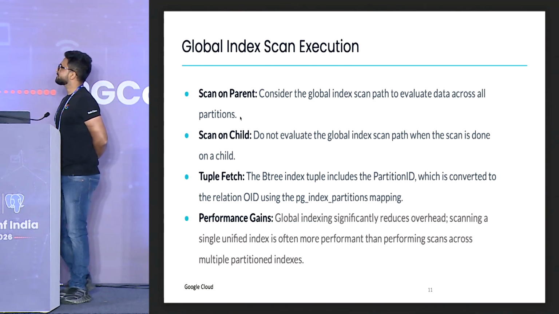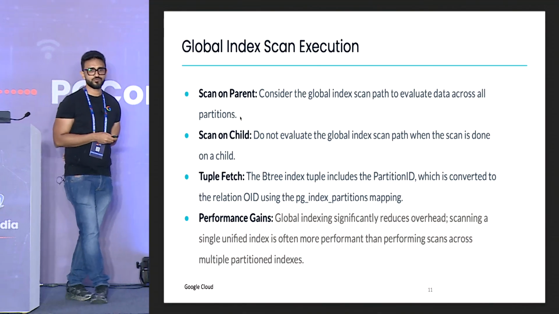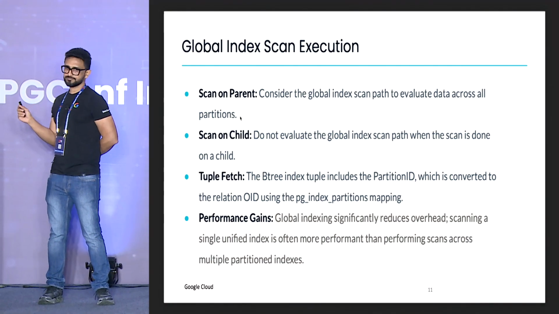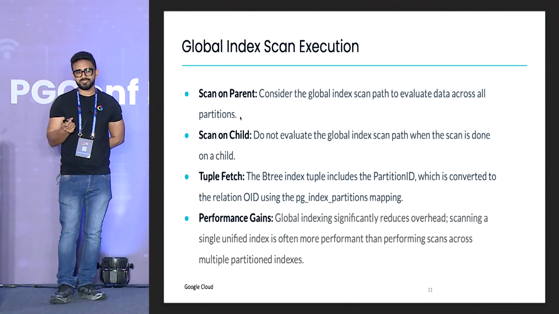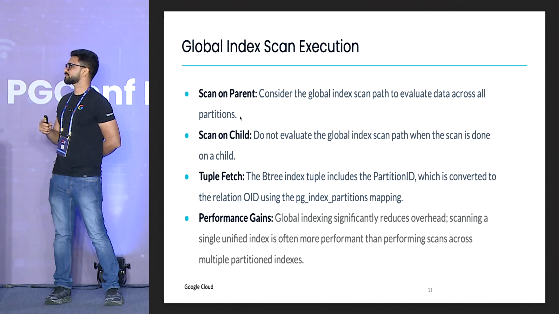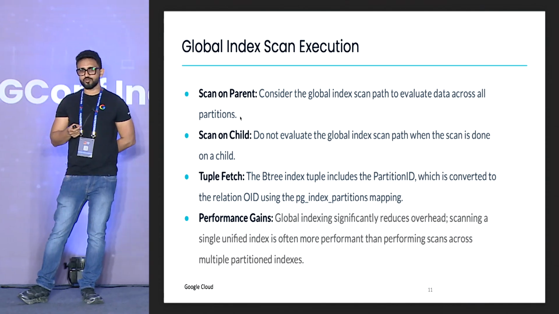This is how global index scan works. When you scan a parent table on which the global index exists, we do consider a global index scan path. But on the child table, whether it is a leaf level child or an intermediate relation on which the global index does not exist directly, we don't generally consider a global index path.